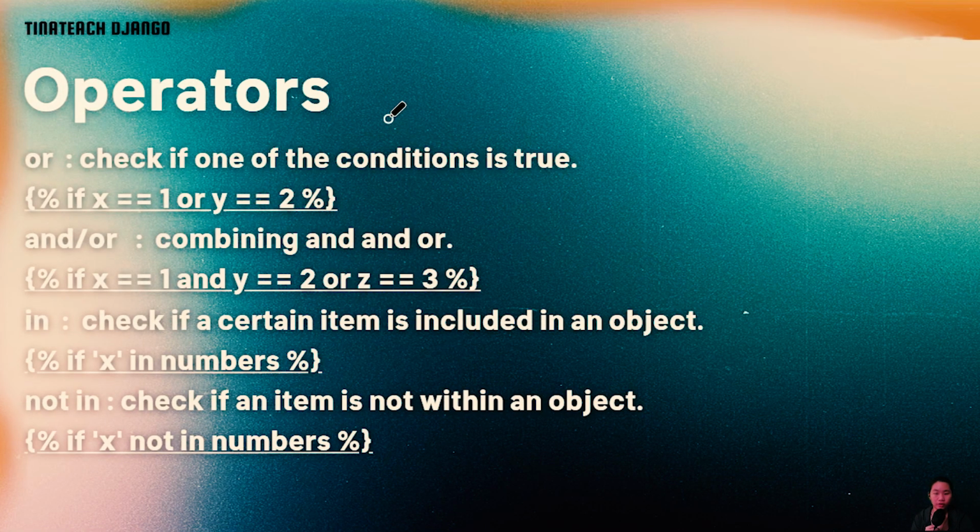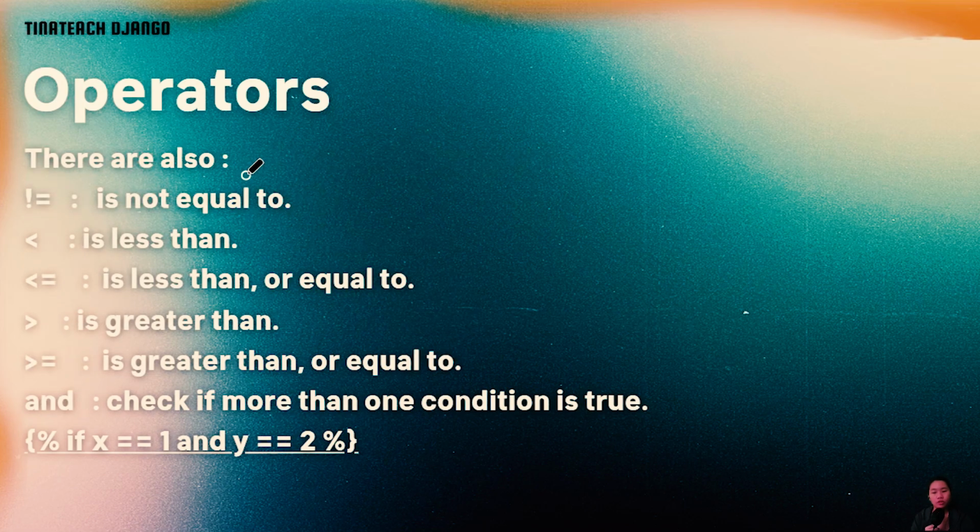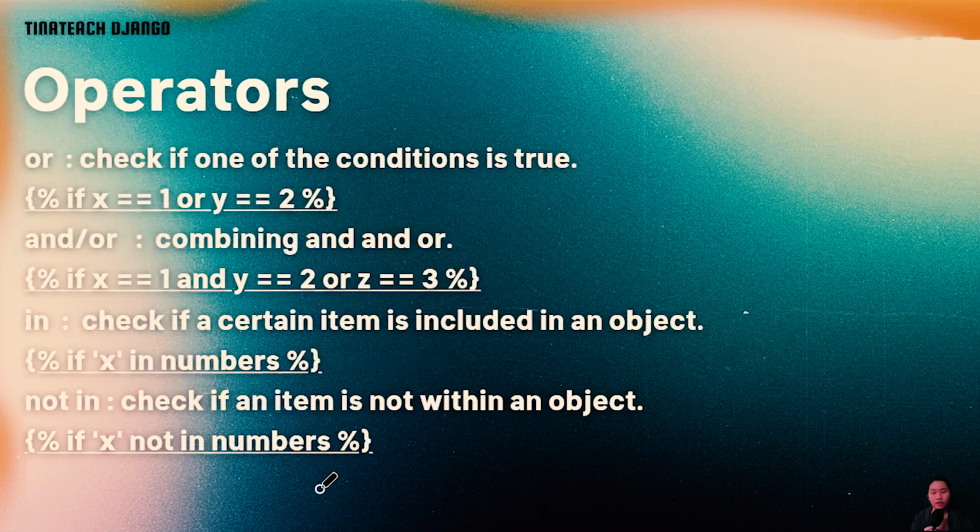Now, or checks if one of the conditions is true. X equals 1 or y equals 2. Now, or only needs one condition to be true to evaluate as true, okay? Now, if x equals 1, so you already got that there, and y is not 2, it's still true, which cannot be said for and, okay?